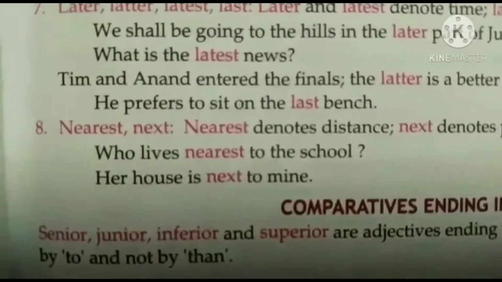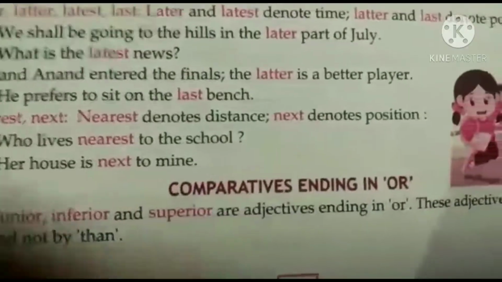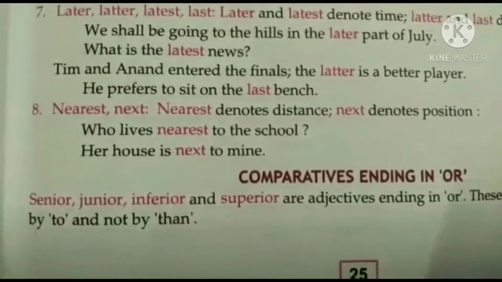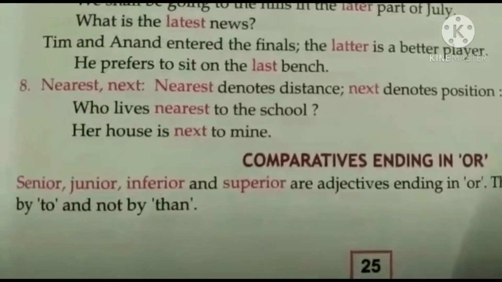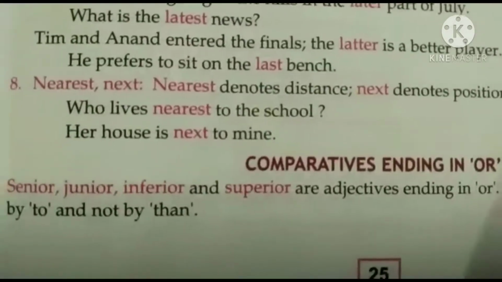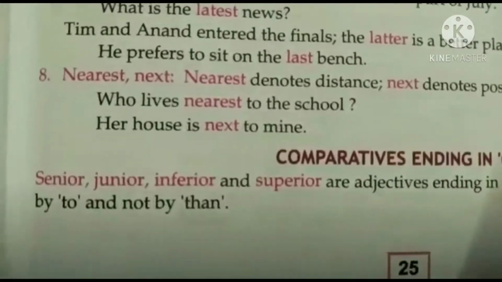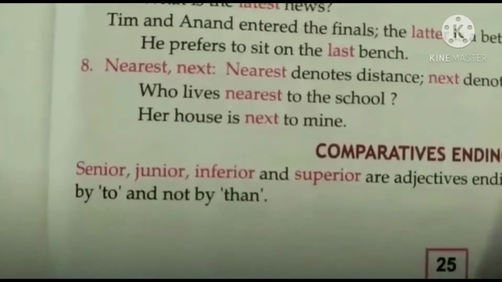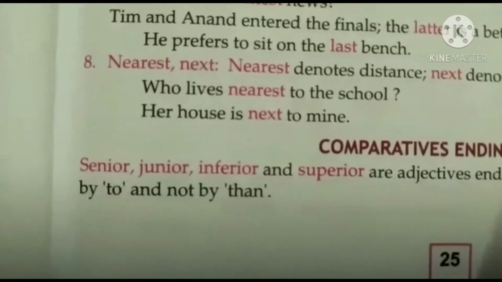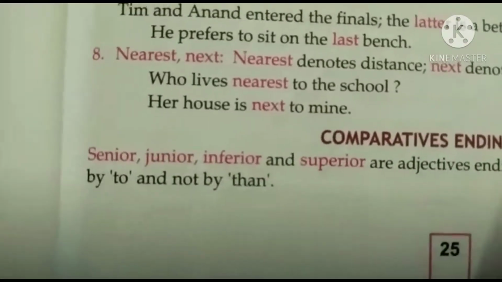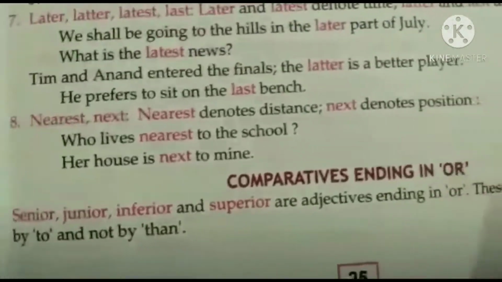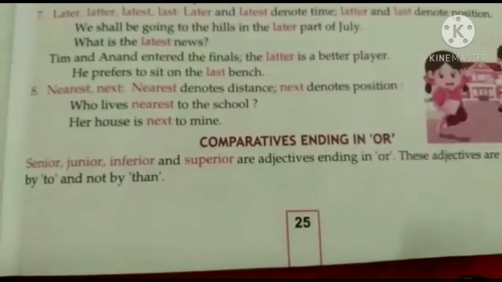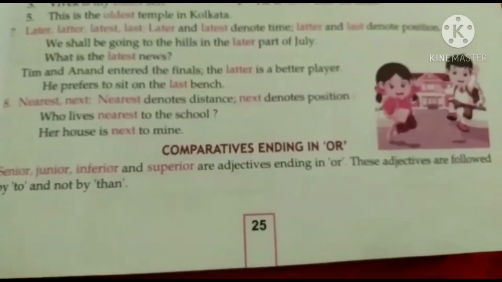So this is nearest and next. Nearest denotes the distance, next denotes the position. Suppose who lives nearest to the school means it is the shortest distance to us. Her house is next to mine. Suppose you have a colony, so houses are numbered 1, 2, 3. Anyone has come and asked who is next in your house? Next means like 1, 2, 3. Understood? So I hope you are clear on all these things.